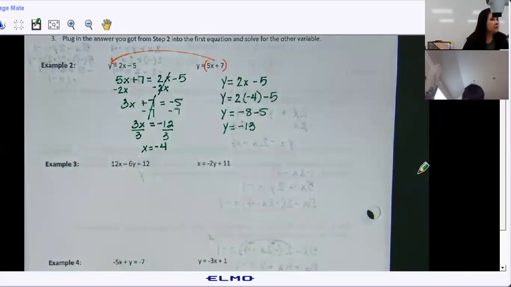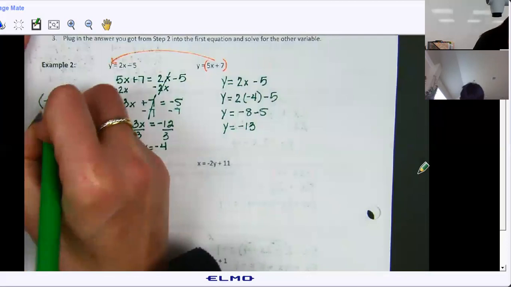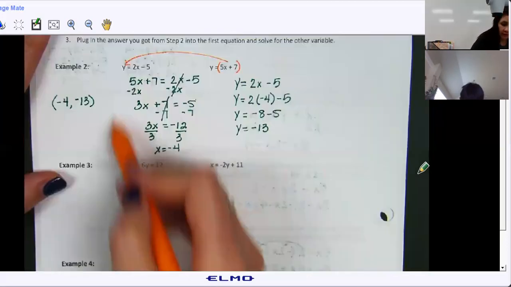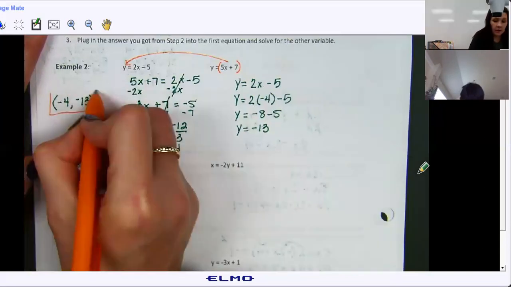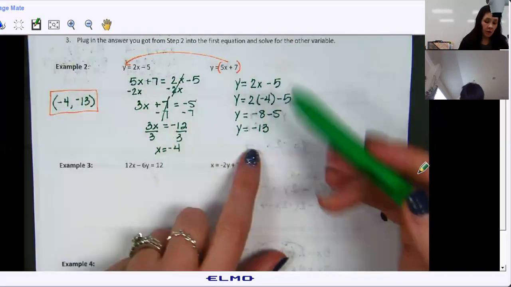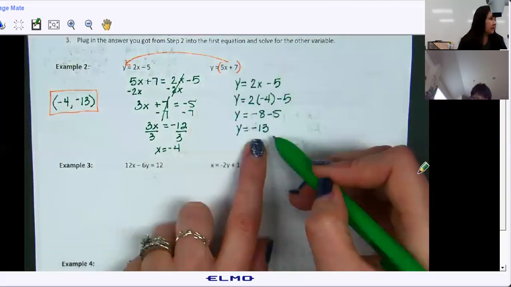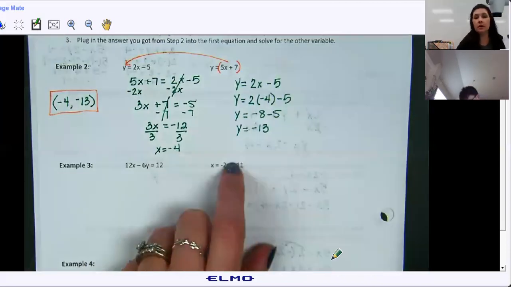Okay, and when you're done, check your answer. Hold on, just 1 second. And then the way that you would write your answer is negative 4, negative 13 as an ordered pair. You do all of this work just to get to this one small answer. Okay, and just to let you know, if I would have chosen this equation, y equals 5x plus 7 and substituted negative 4, I would have still gotten negative 13. So it does not matter which equation you choose. Okay.